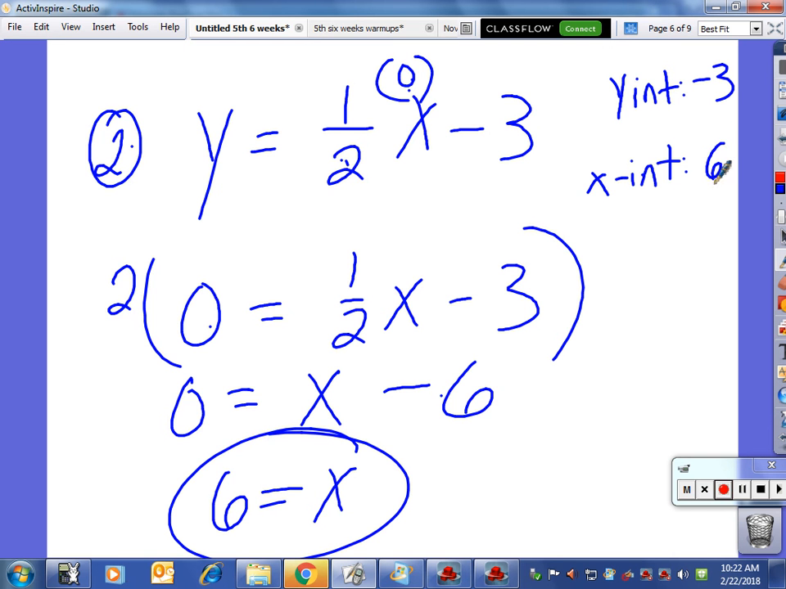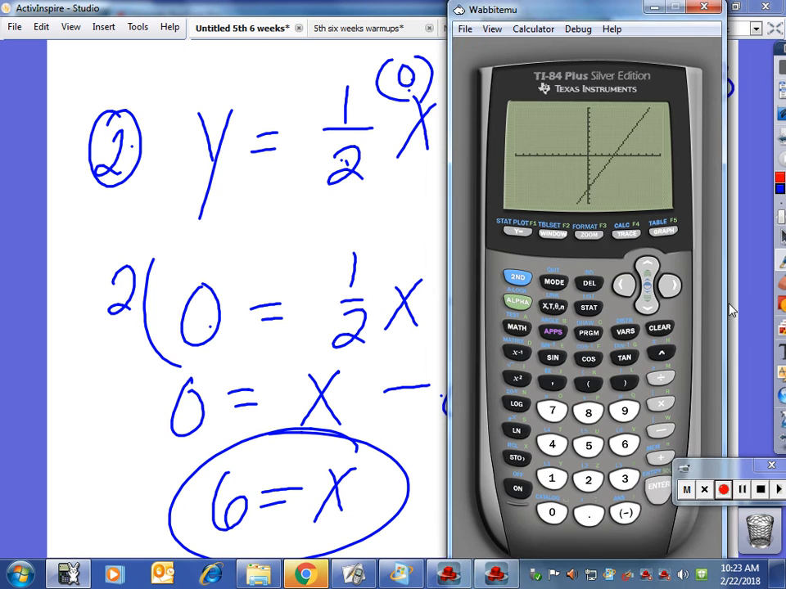Okay, so x-intercept 6. Idalia, I don't think you are doing this problem. This is not optional, folks.